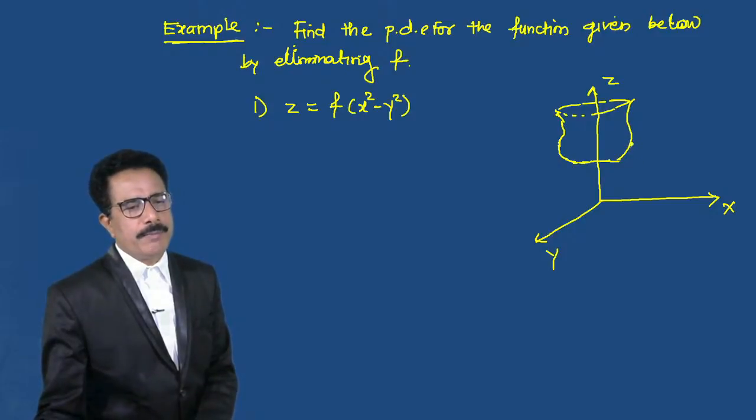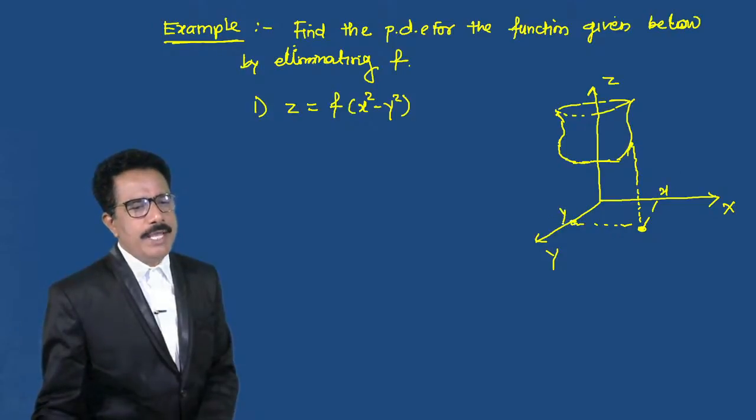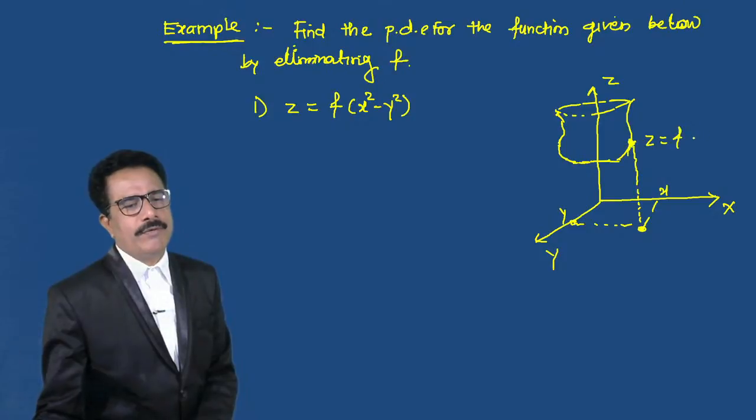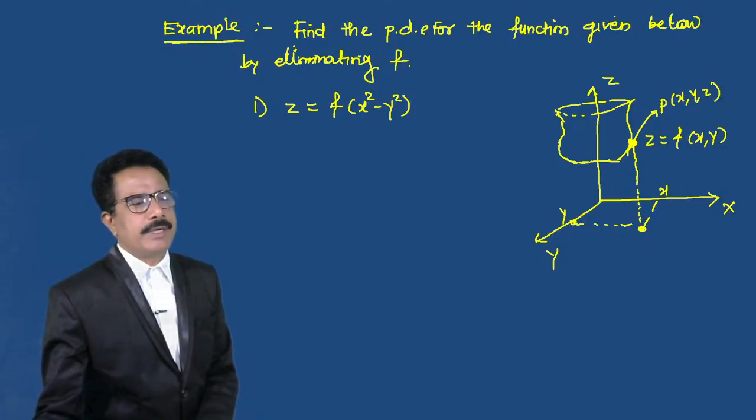Suppose this is a point P and we have given the point here. This is x comma y, z in this way. This is x, this is y. So we will get the point z which is a function of x comma y. Or we can write this point P. Suppose P is x comma y comma z.